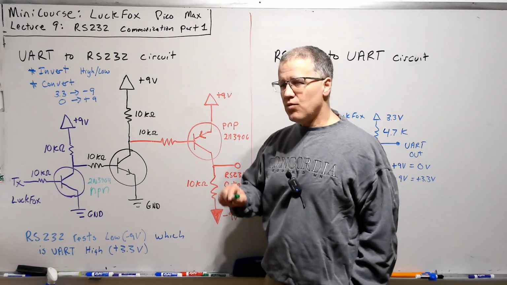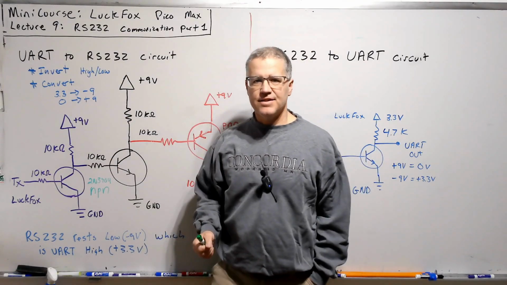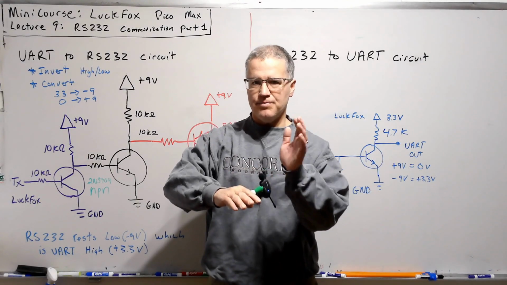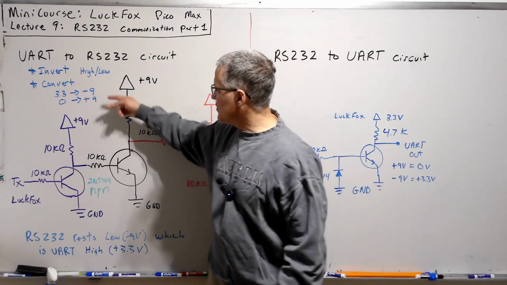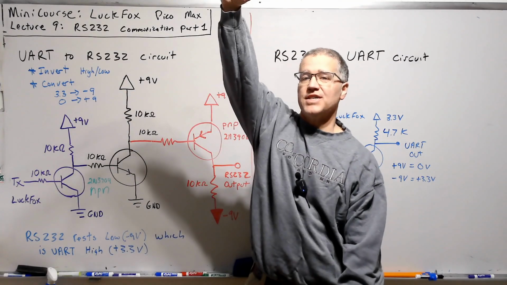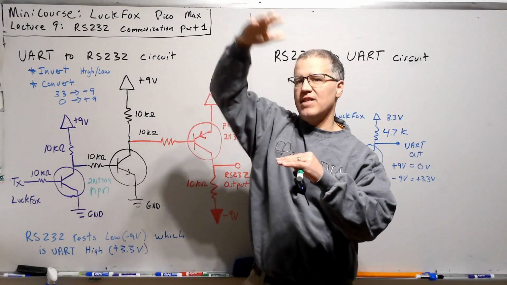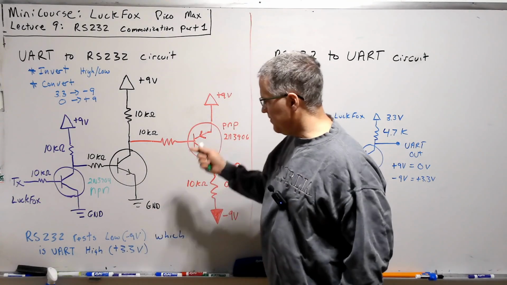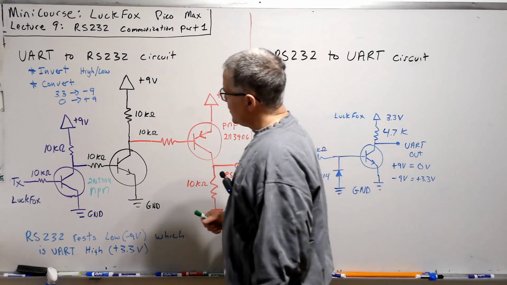One of the things, the wrinkle that gets thrown into this, is that transistors usually work by comparing the base to the emitter versus a ground. And what happens with the RS232 with plus and minus 9 volts instead of 0 and 9 volts adds a little bit of difficulty, which we'll talk about here in this circuit.